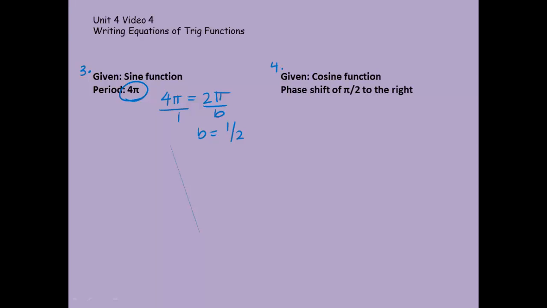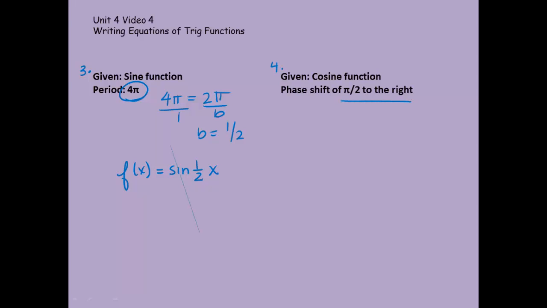So if that's the only thing I know, then that's the only thing I need to put into my new equation. So I have f of x equals the sine of 1/2 x, and that's all that's changed. Okay, so look at number 4. So I know it's going to be a cosine function, and I also know that there's a phase shift of pi over 2 to the right.